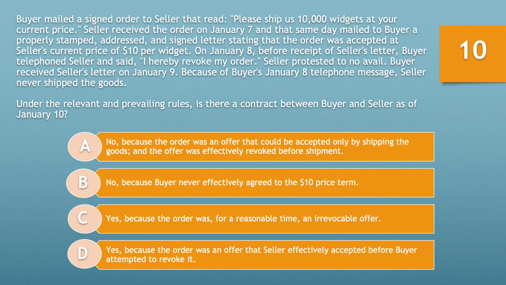Under the relevant and prevailing rules, is there a contract between buyer and seller as of January 10th? A. No, because the order was an offer that could be accepted only by shipping the goods, and the offer was effectively revoked before shipment. B. No, because buyer never effectively agreed to the $10 price term. C. Yes, because the order was, for a reasonable time, an irrevocable offer. Or D. Yes, because the order was an offer that seller effectively accepted before buyer attempted to revoke it. Take 10 seconds and choose the best option now.